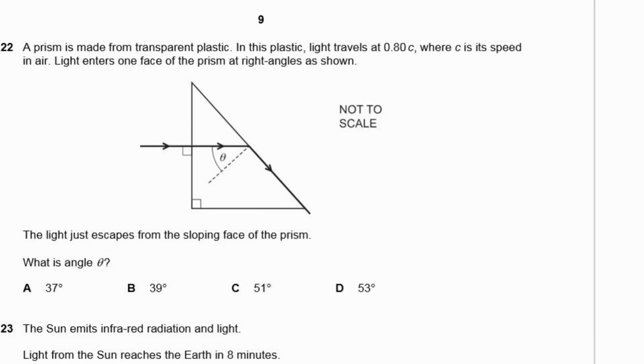22. A prism is made from transparent plastic. In this plastic, light travels at 0.8 c, where c is the speed of light. In air, light enters one face of the prism at right angles as shown. The light just escapes from the sloping face of the prism. What is the angle theta? Alright, well, first of all, let's find a refractive index n. n is going to be the ratio of the speed of light in a vacuum divided by the speed of light in the medium. So in this case it's going to be 1.0c divided by 0.8c, which is going to give us 1.25.